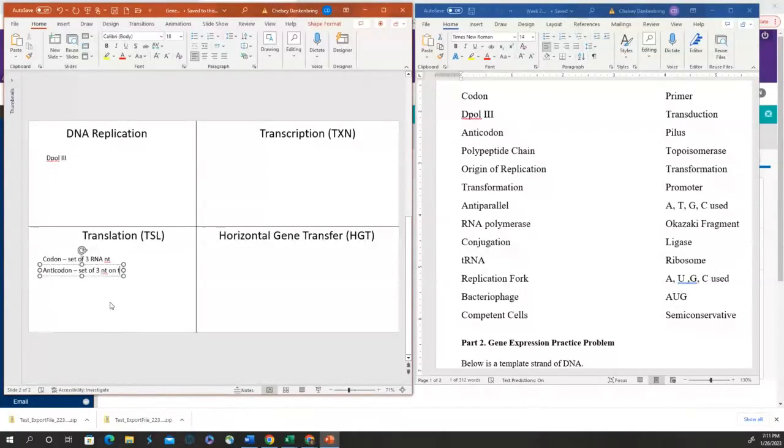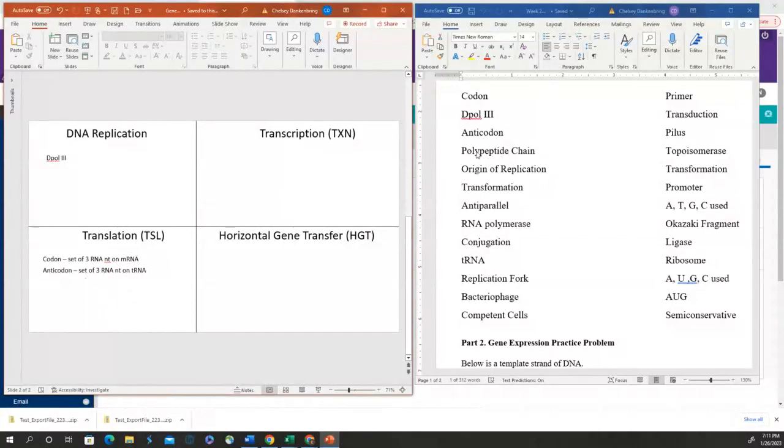So remember, an anticodon is on a transfer RNA, whereas our codons are on the messenger RNA. And we're going to review this in part two of this handout. All right, but they're both a set of three RNA nucleotides. It's just a matter of which type of RNA that you find it on.